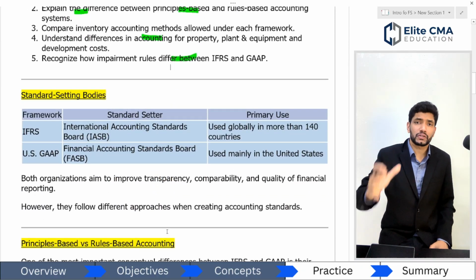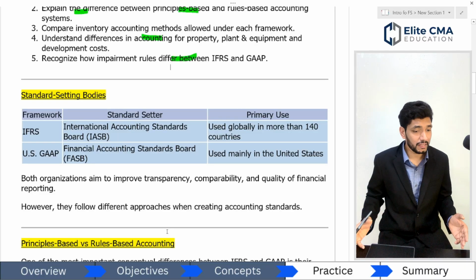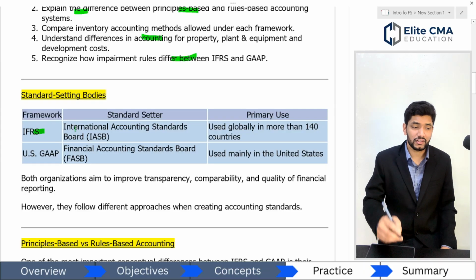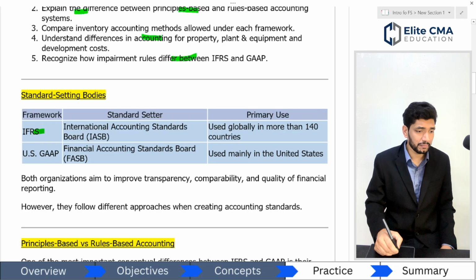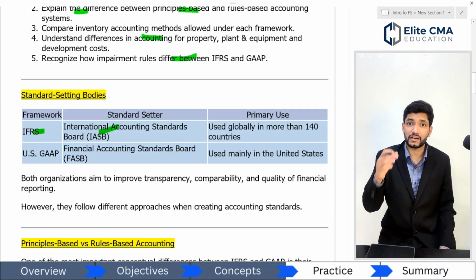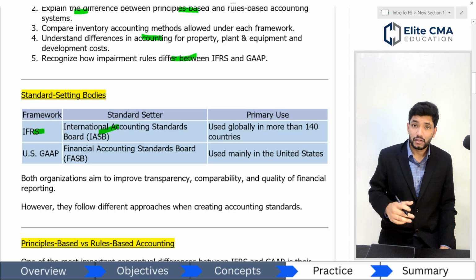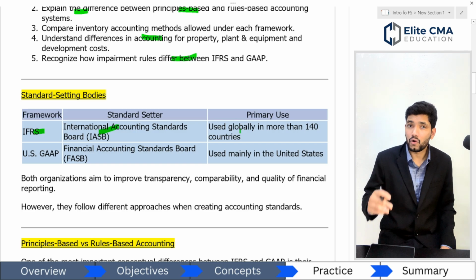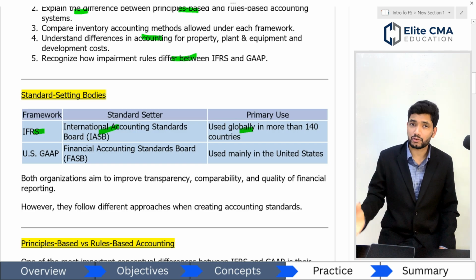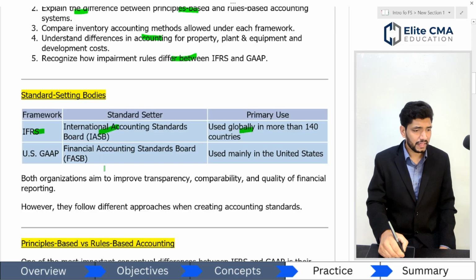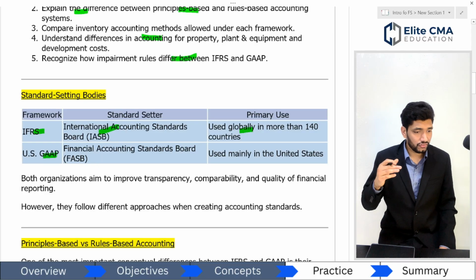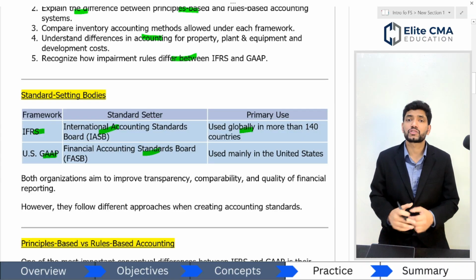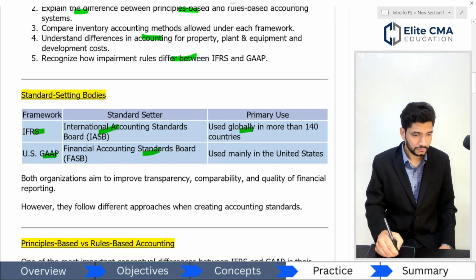Before moving into the differences, we have to understand what IFRS is and what US GAAP is. The standard setter for IFRS is the International Accounting Standards Board, IASB. More than 150 countries around the world use IFRS. For US GAAP, the standard setter is the Financial Accounting Standards Board, FASB, and it is used mainly in the United States.